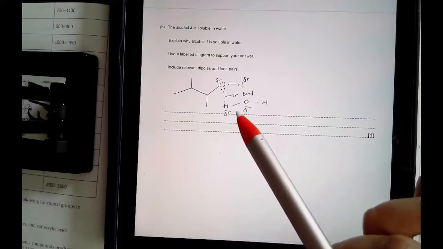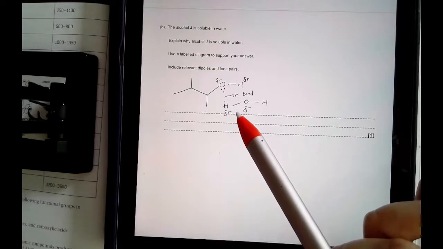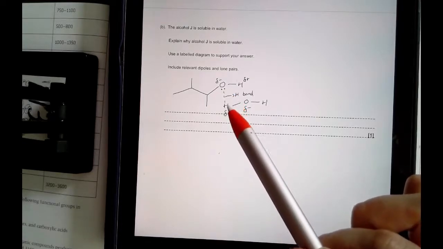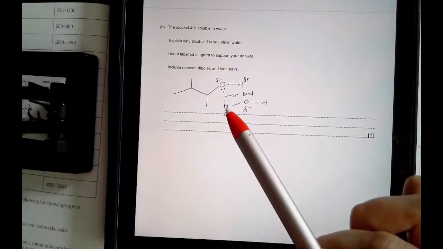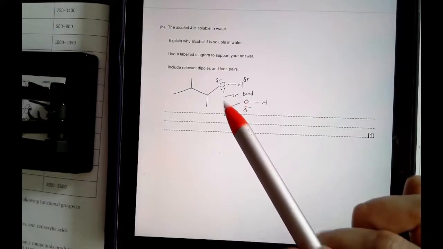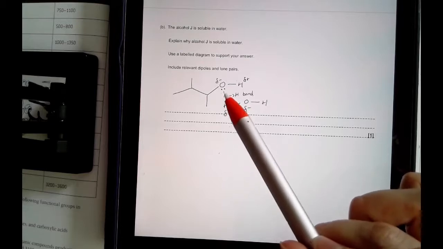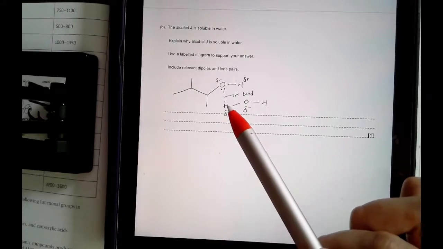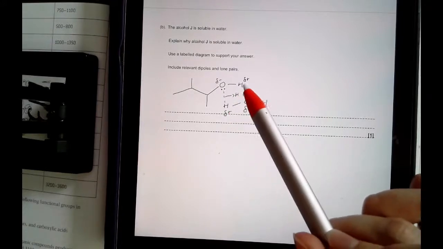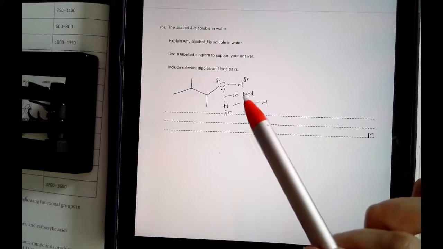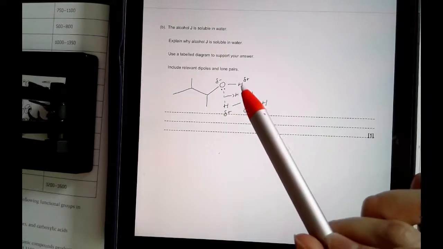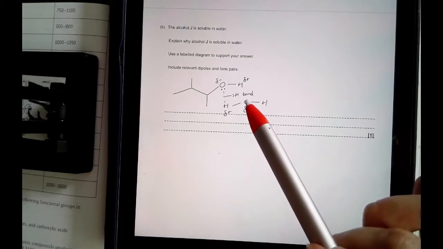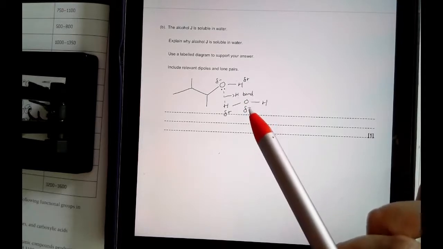And this is the bit that apparently most people lost marks on, according to the examiner's comments: you need to show the lone pair on your oxygen and then label that hydrogen bond. What the examiner said most people did was just forget to put the lone pair on the oxygen. Now I've drawn it from the oxygen of the alcohol to the hydrogen of the water. You equally could have drawn it from the hydrogen of the alcohol going to the oxygen of the water. As long as you're going from a delta positive hydrogen to an oxygen lone pair, you'll get your mark. But just make sure you're completing your dipole.